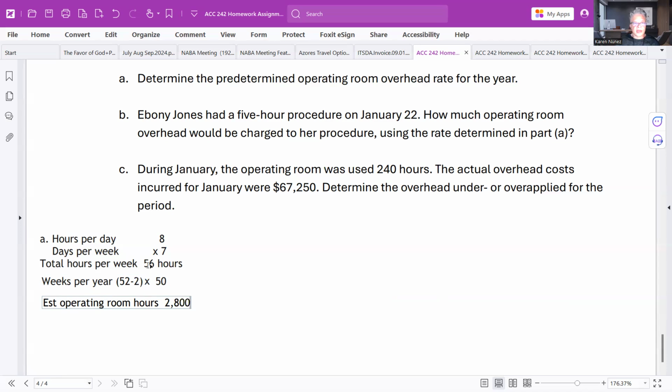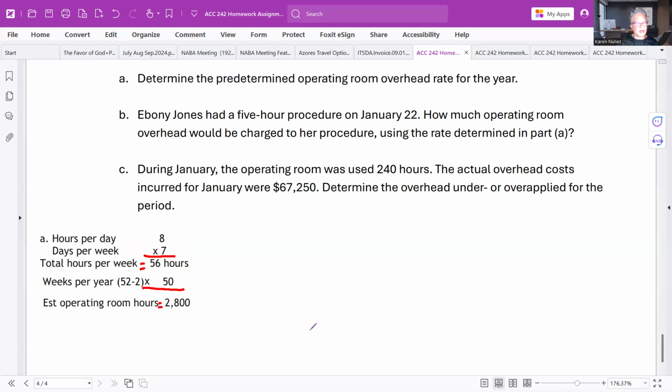So that's 56. We want to multiply times 50. 8 times 7 gives us 56, right? 56 hours per week. And then we've got 50 weeks in a year. That's going to give us the 2,800 hours for the year.